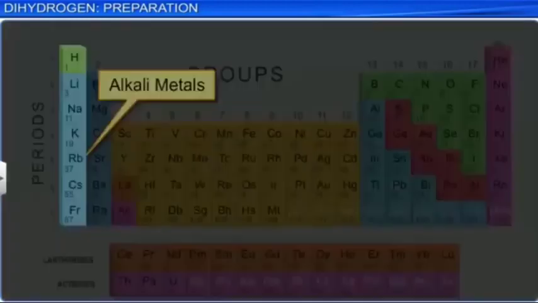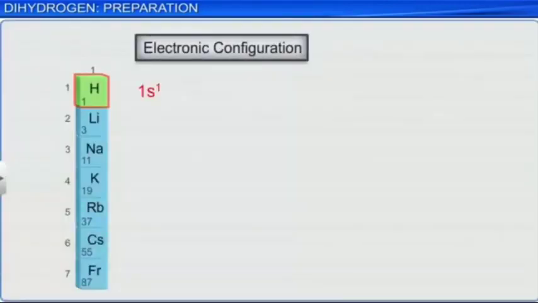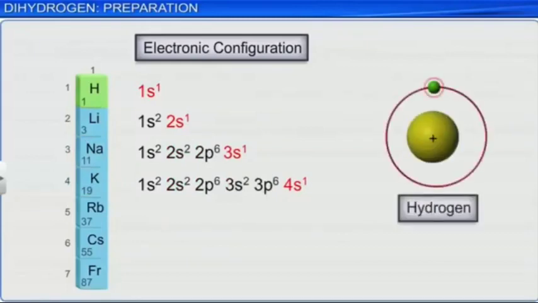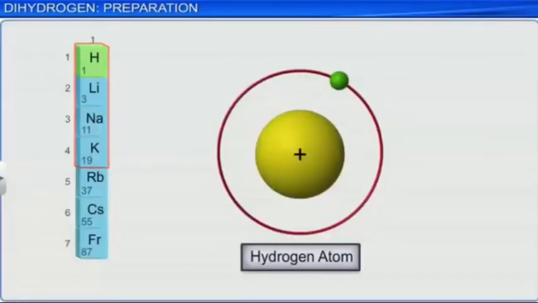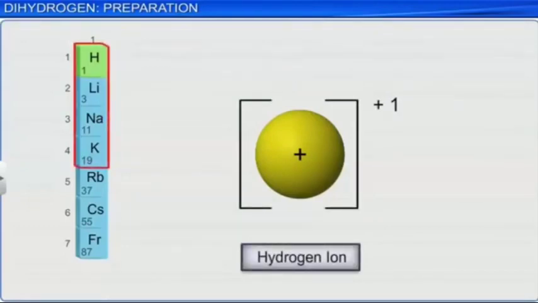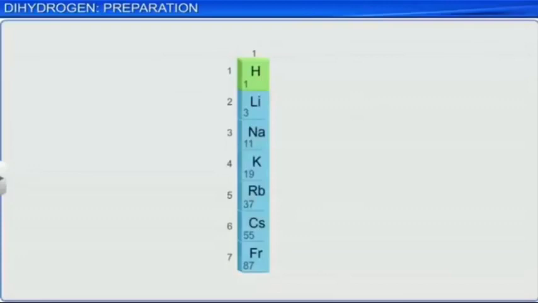Its electronic configuration is 1s1. Therefore, like the alkali metals, lithium, sodium, and potassium, hydrogen also has only 1 electron in its outermost shell. Due to this, these elements possess similar electropositive character, allowing them to readily lose an electron to form positive ions. Thus, similar to alkali metals, hydrogen also shows an oxidation state of +1.